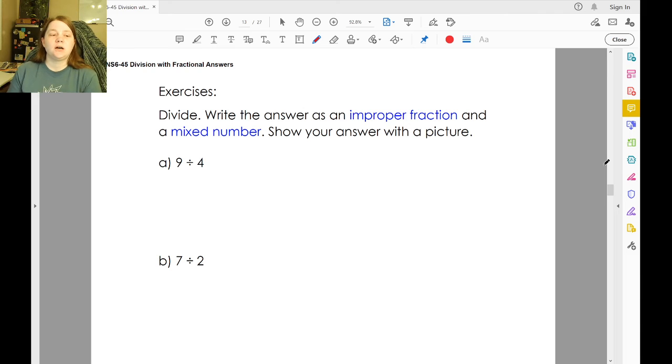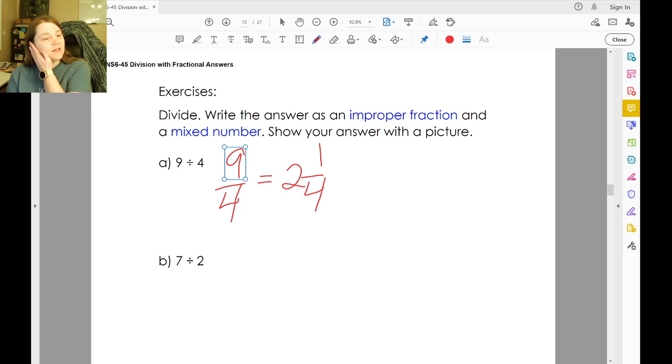Let's go ahead and look at other examples. We're probably not going to show as many pictures, but we'll think about it. 9 divided by 4 is 9/4. Now, I know that it takes 4 pieces to make a whole, and I have 9 of them. Well, 4 times 2 is 8, which means I can get 2 wholes out of this 9, and I'll still have 1/4 left over.